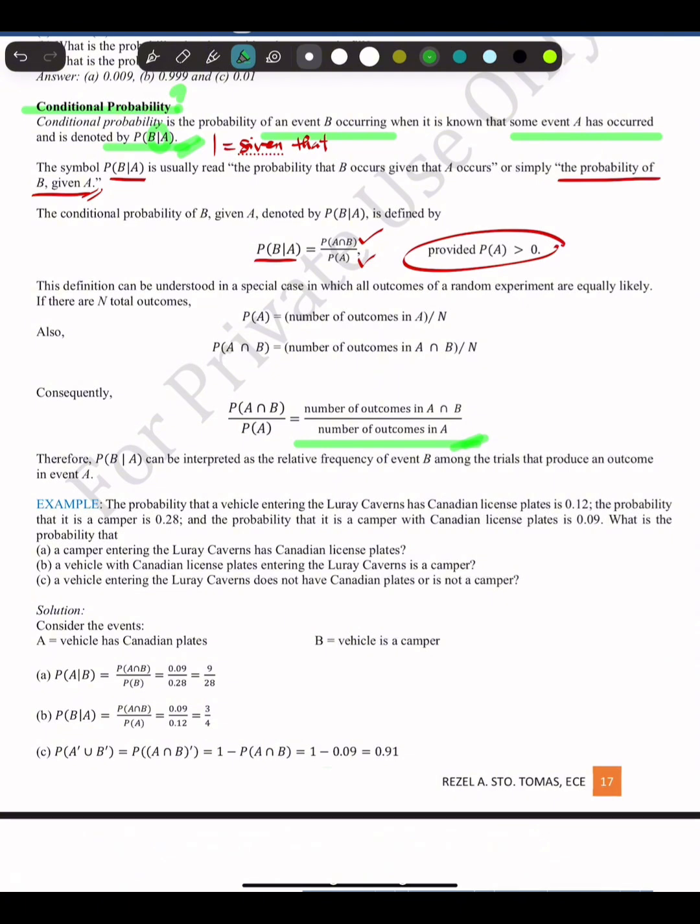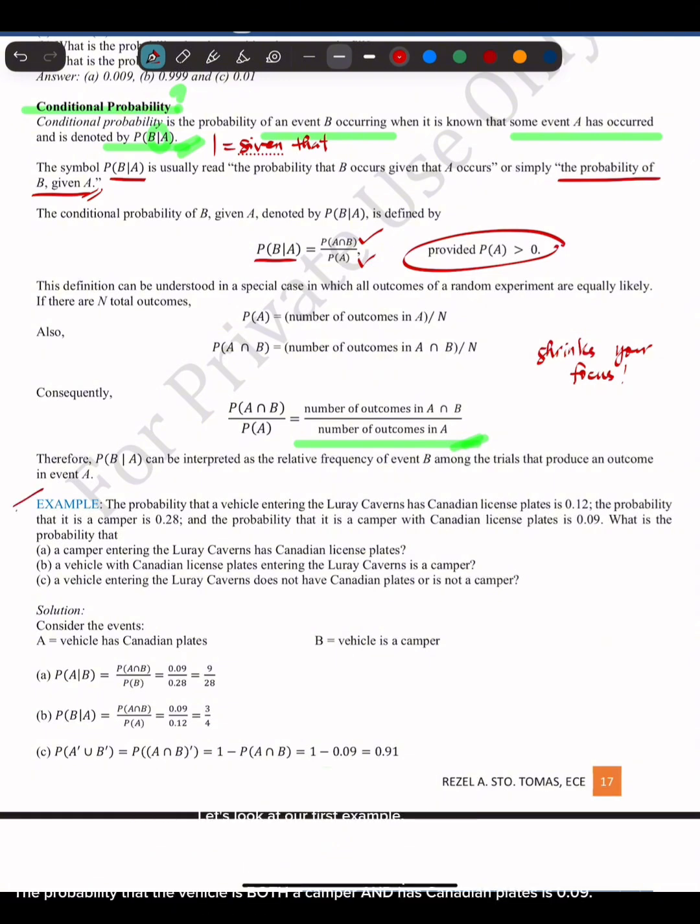Think of it this way. Imagine you are in a room with 100 people. You want to know the chance that a random person likes math. Easy enough. But then someone tells you, the person we're looking at is already wearing glasses. Now your picture has changed. You are no longer looking at all 100 people. You are only looking at the ones wearing glasses. Your world just got smaller. That is exactly what conditional probability does. It shrinks your focus. You narrow down to only the outcomes where A already happened and then ask, within that smaller group, how often does B also happen?